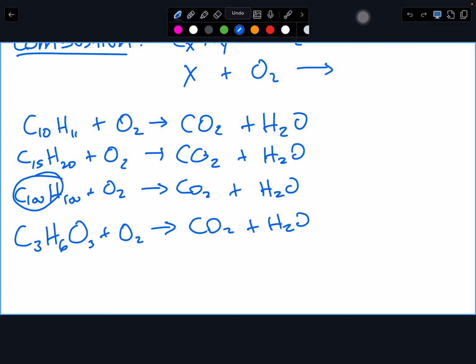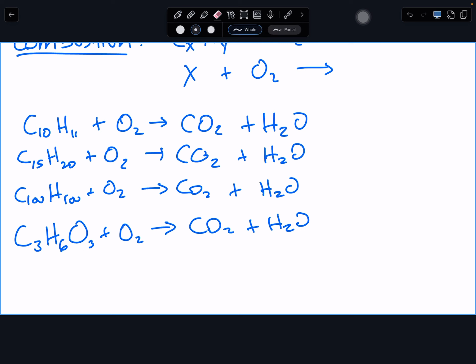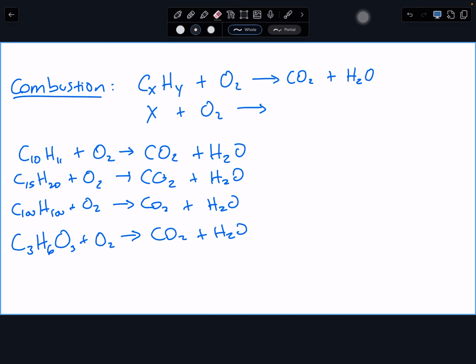And if it's CO plus H? No. It has to be a hydrocarbon with oxygen, O2 by itself. O2 has to be by itself. Okay. Good? So does that make sense? And then balance it.